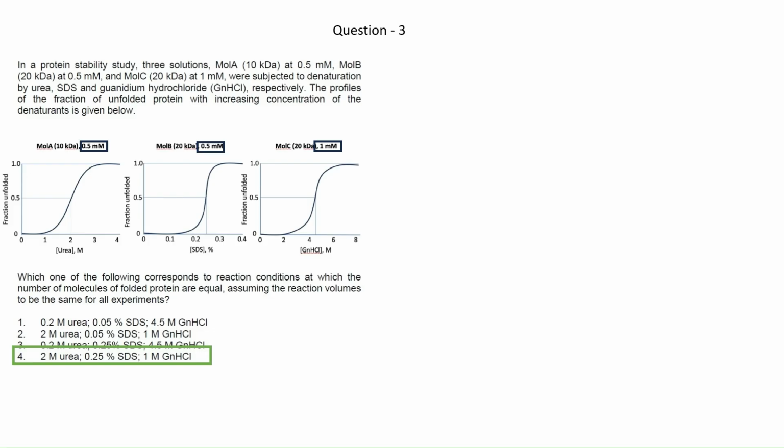Now they have mentioned the molecular weights of the proteins in this question to confuse you, but since the concentrations of all the proteins are already given and the graph shows the fraction unfolded, we don't really need the molecular weights. Just from the graph we can get our answer.